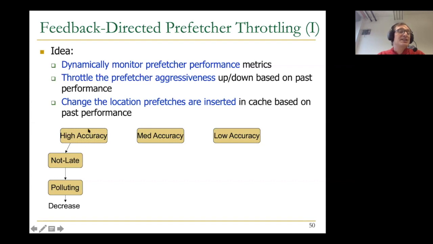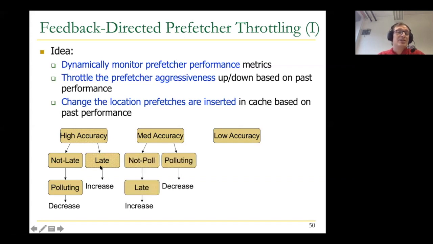If the prefetcher is highly accurate and not late, but it's polluting, you decrease the aggressiveness of the prefetcher. Why? Because it's not late, but it's polluting. By decreasing the aggressiveness, you make it less polluting. Of course, you need to keep track of these metrics somehow. I refer you to the paper for that. There could be simple hardware mechanisms to keep track of that. But if you're high accuracy and late, we increase the aggressiveness so that we can make the prefetches more timely.